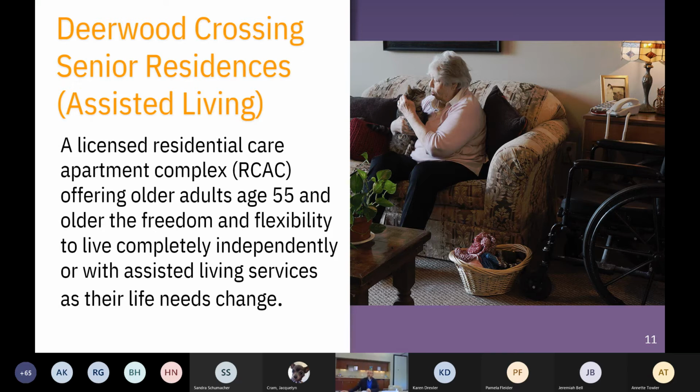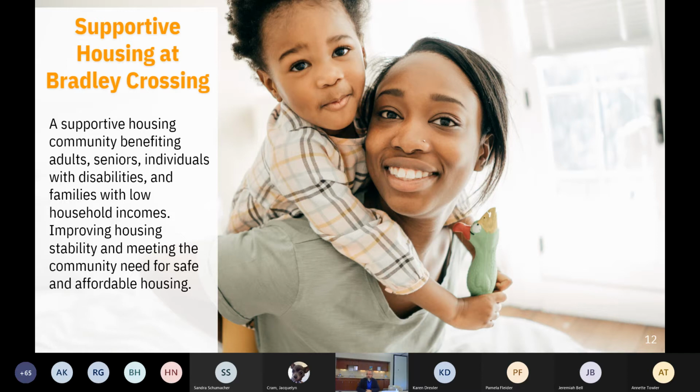And then we also run Bradley Crossing, which is supportive housing. That's a unique community with low income households, and it really is a community. It's 114 apartments, with right around 100 children. And it's everything from grandparents, to single parents, to individuals, you name it. It's a small community there in Brown Deer that we're able to provide support to. They're in the apartment complex, and we do also provide a social services unit with folks there.